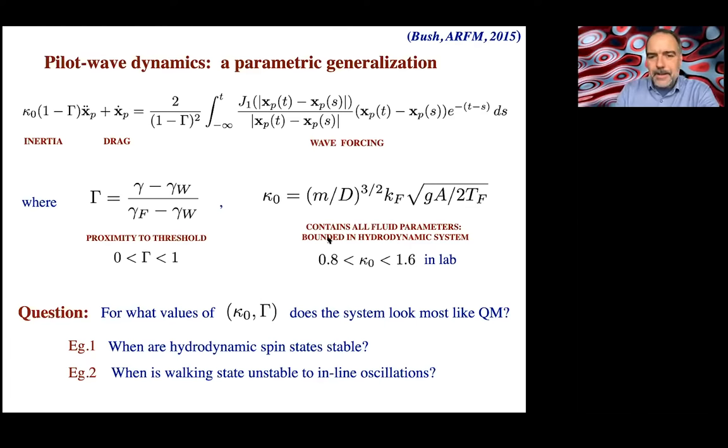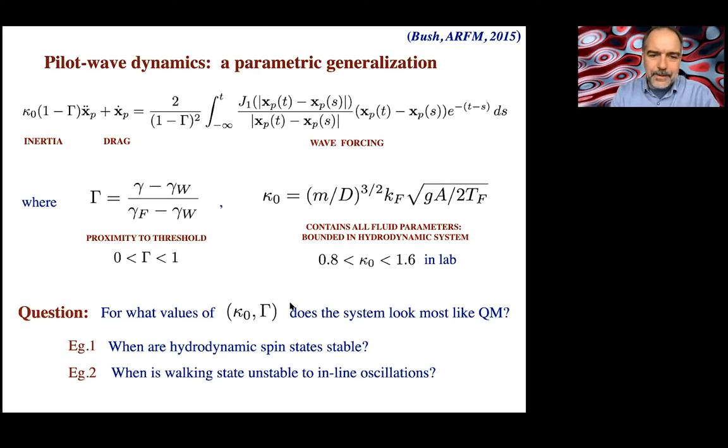Notice that this kappa naught term is bounded in the lab. It has all the fluid parameters, so it has to lie somewhere between 0.8 and 1.6. So one is strongly constrained in terms of the parameter regime you can explore in the lab, but this could be anything in the generalized pilot wave framework. So what if it's 10 to the 14? What if it's 10 to the minus 15? What features can we get then?